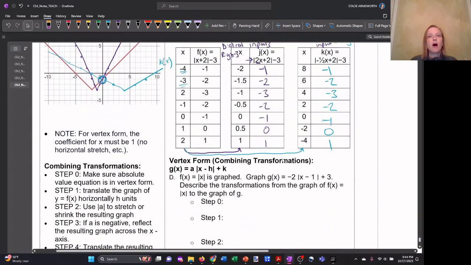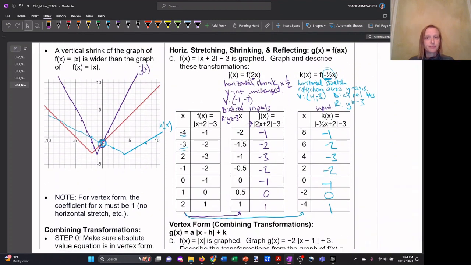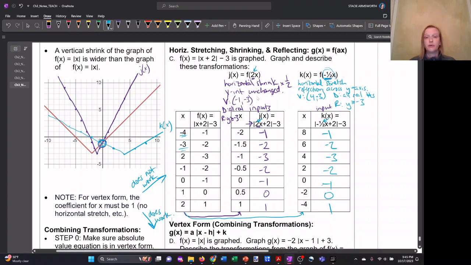So for the graphs we just plotted, vertex form does not work on those functions because there is a coefficient in front of x inside the absolute value function. Vertex form cannot be done on those functions, but it will work for this next example that we're going to do.